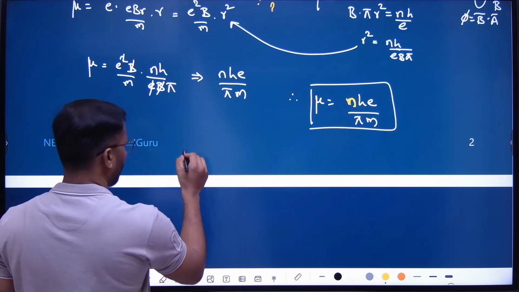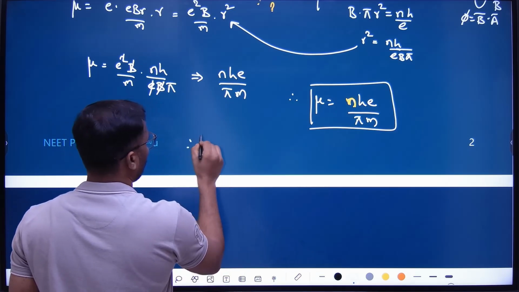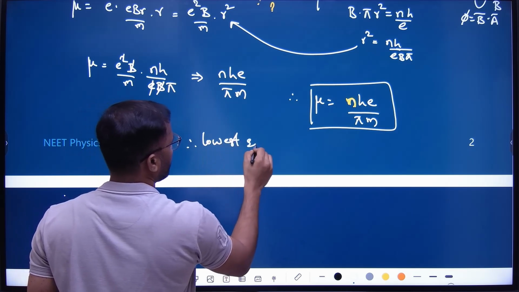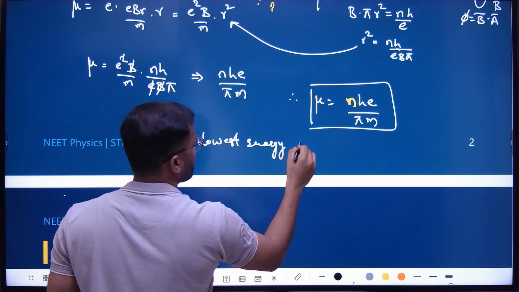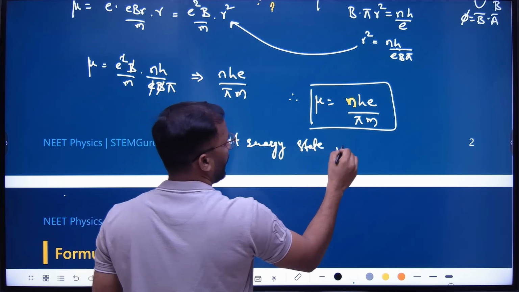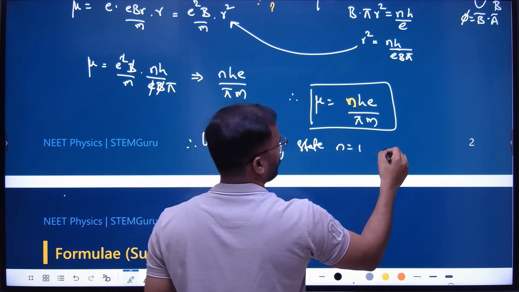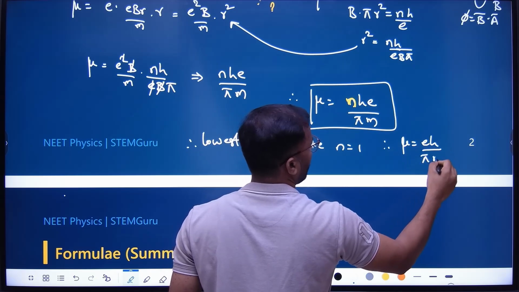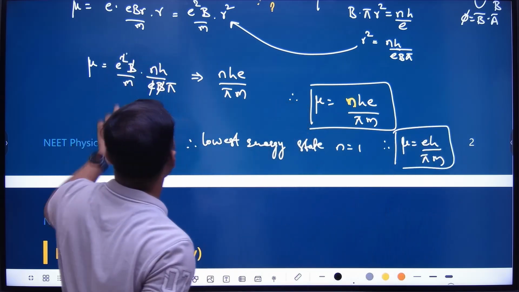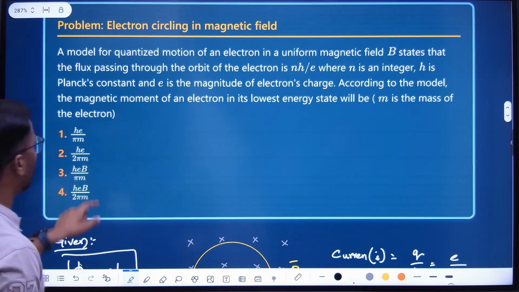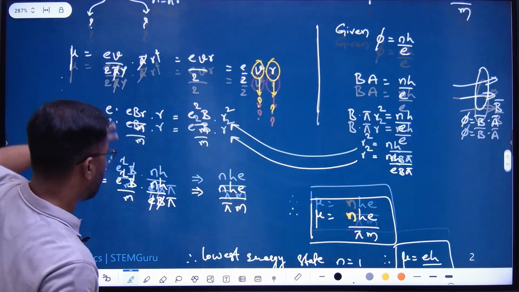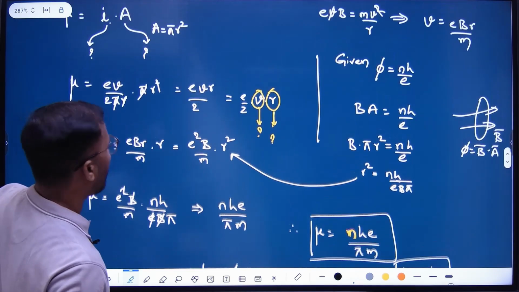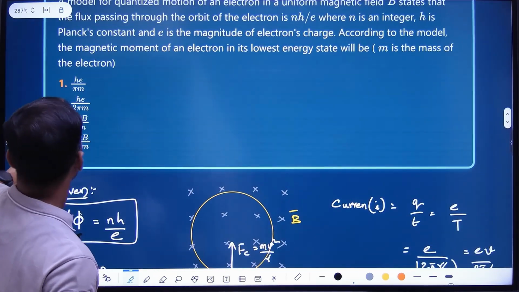So therefore, what will I write? For lowest energy state, n is equal to 1. So therefore, mu is equal to he by pi m. This is our final answer, and that is given in he by 2 pi m.